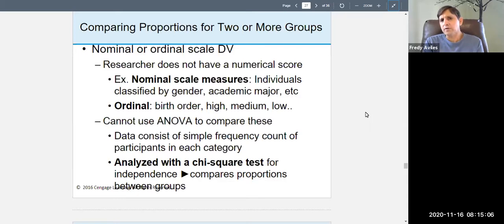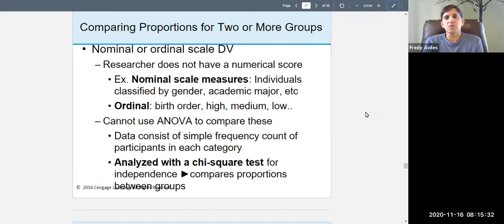And what if you have ordinal scales, like birth order, or high, medium, or low, being the firstborn, secondborn, that kind of stuff, where again, you have categories, but they're in a certain order from least to most or something like that. Okay, what do you do when your dependent variable is not a number? You can't do a t-test, right? You can't really do an ANOVA, so what do you do?